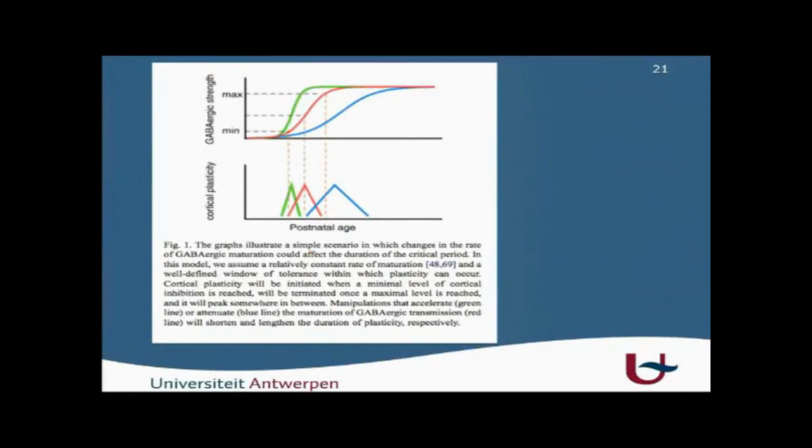This schedule actually shows the degree of cortical plasticity depending on the amount of GABAergic inhibition. So this is postnatal age, and you can see on average that there is a maximum in plasticity, and at that moment your GABAergic inhibition is sort of medium. You need a certain amount to have neuroplasticity, and when the GABAergic inhibition becomes too high, the plasticity is finished.